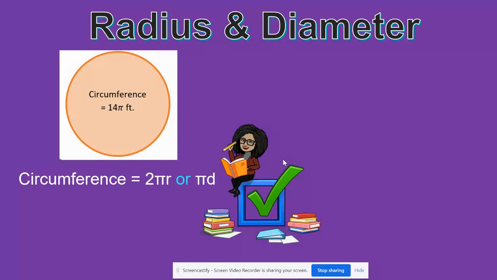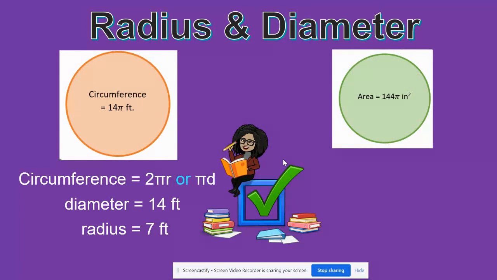Since our circumference is given in terms of pi, then I can use pi d, which tells me that the diameter is equal to 14. When I know my diameter, I can divide by 2, and I will determine the radius, which is 7 feet.